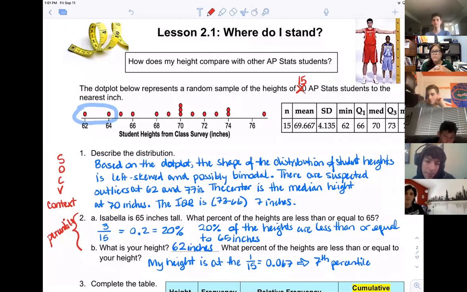The other way that percentile is often defined is how many values are below you, not equal to or below, but just below. And in that case, it's impossible to be at the 100th percentile, but it is possible to be at the 0th percentile. Okay, so just keep that in mind.